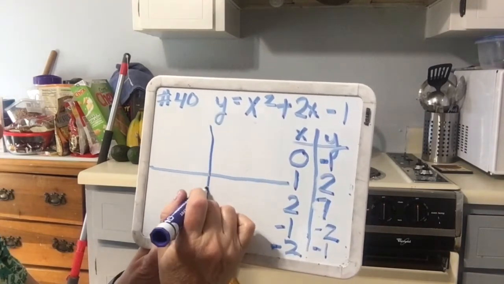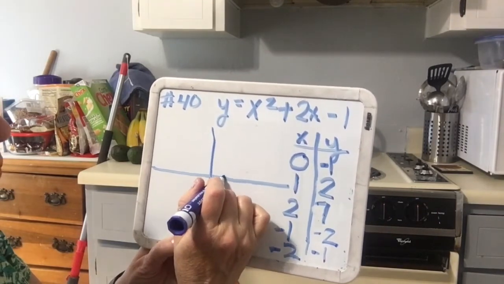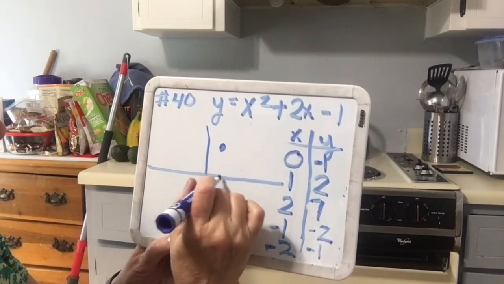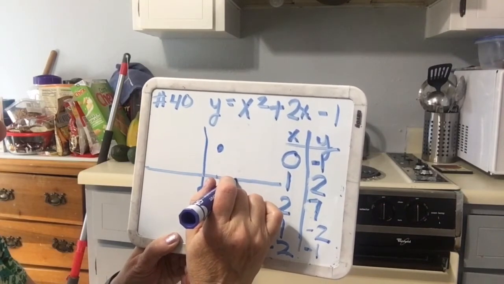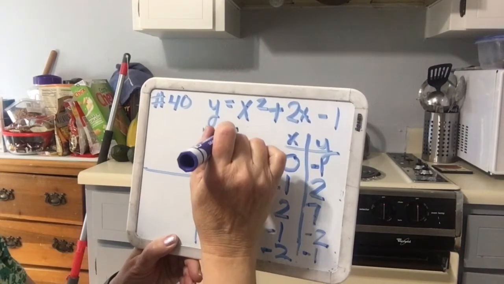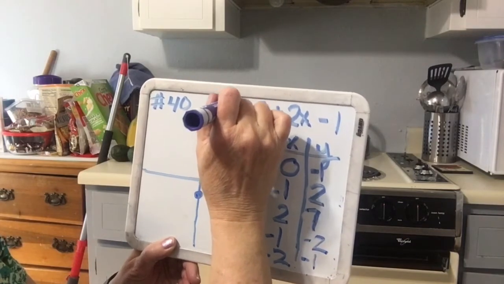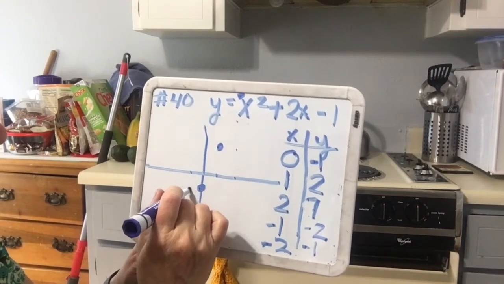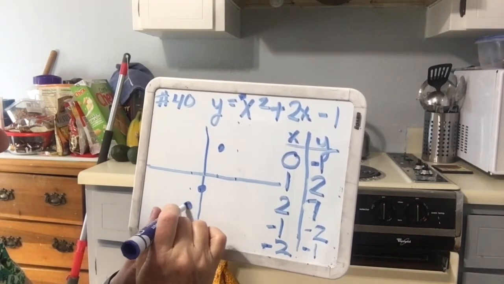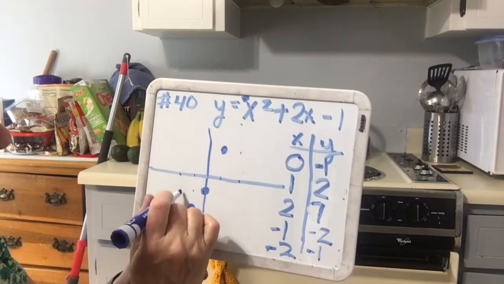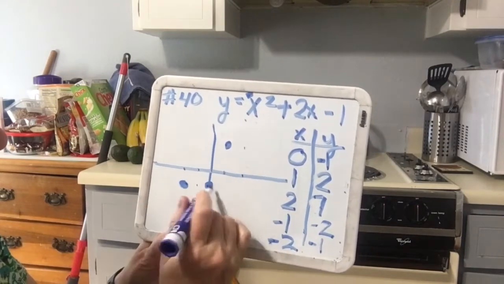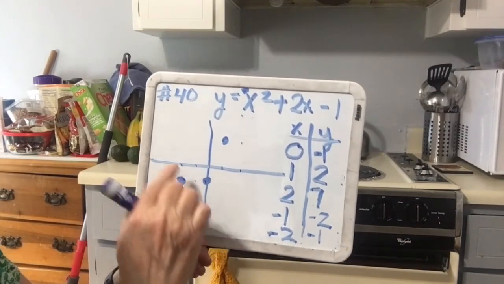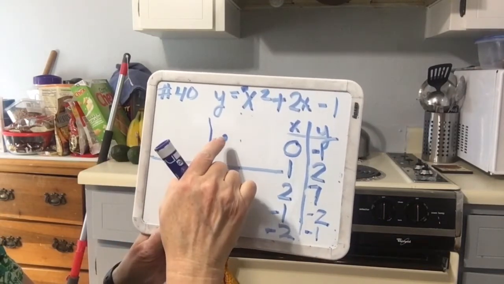So 0, negative 1 would go right there. And 1 up 2, we'll put that right there. And 2 up 7. Of course, graph paper would be nice, but I don't have graph paper. That was a 2, 4, we'll make that a 7 because I'm out of room. Okay, negative 1 and negative 2. And a negative 2 and a negative 1. So we're seeing our vertex here, and we're seeing our point. So if I went one more, I should go up to a 7 again.